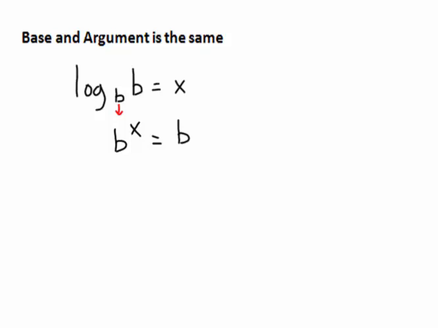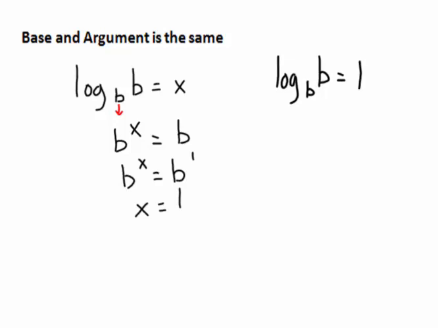Now we have to remember that if we just write the letter b, that's really the same as writing b to the 1, which means x equals 1. And that takes us to our next rule for logarithms. When a logarithm with a base and an argument are both the same value, it's always going to equal 1. There's our second rule for logarithms. Same base as argument, it's equal to 1.